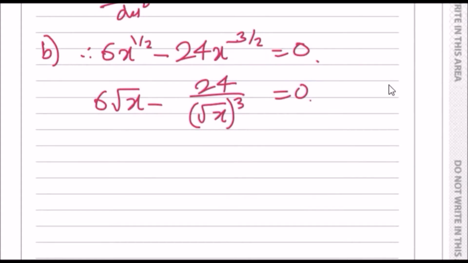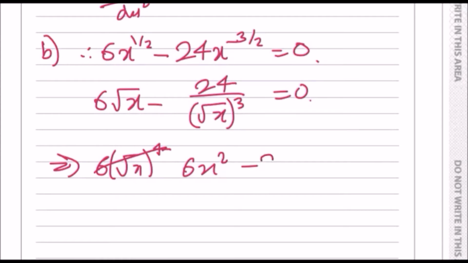Times that across, you're going to get 6 root x to the power 4, but that's really wonky, which is the same as x squared, by the way. So this is 6x squared. That becomes minus 24, and then we get 0. And that was easy. So now solving this directly, adding 24 across and then dividing by 6, you should get 4. Square rooting both sides, you get plus or minus 2.